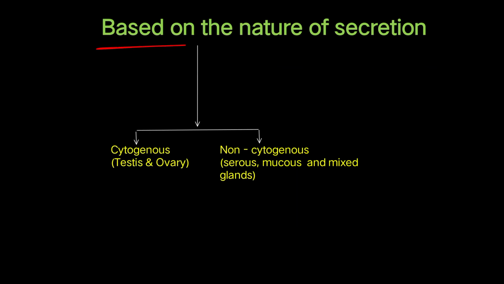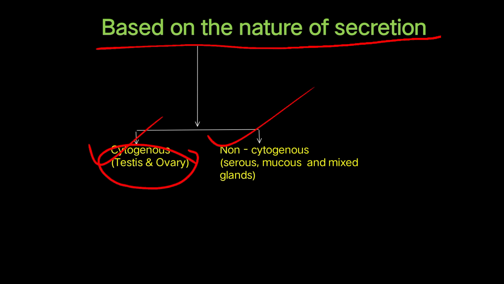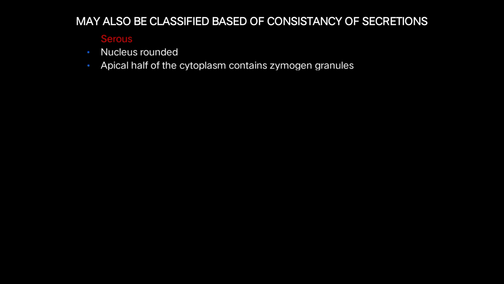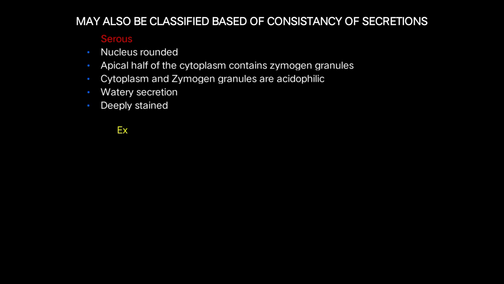Now, based on the nature of secretion, there are cytogenous and non-cytogenous glands. Cytogenous glands are the testis and ovary, meaning the secretion is in the form of cells. Non-cytogenous means serous, mucous and mixed glands are classified. They may also be classified based on the consistency of secretion. Like serous, the nucleus is rounded. In serous glands, the apical half of the cytoplasm contains zymogen granules. Cytoplasm and zymogen granules are acidophilic. Watery secretion is coming and it is deeply stained.